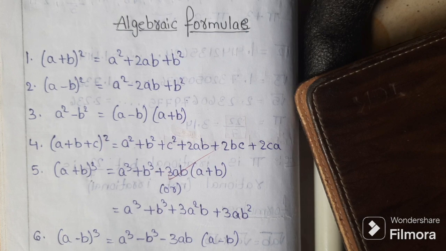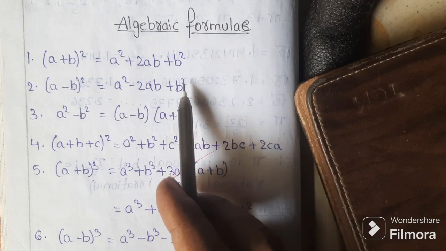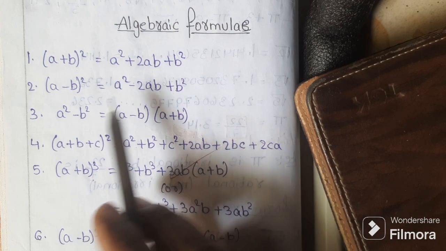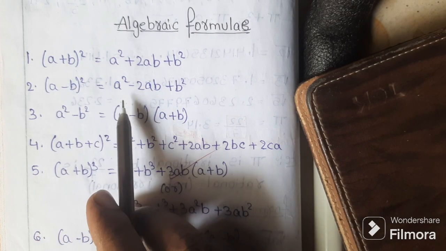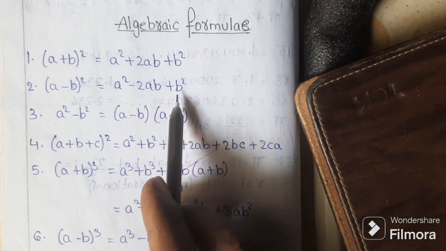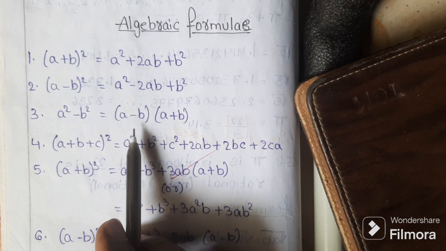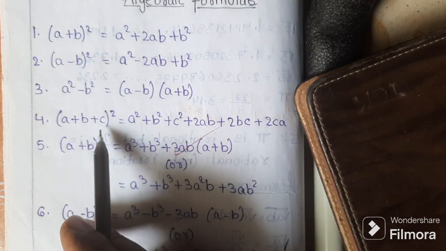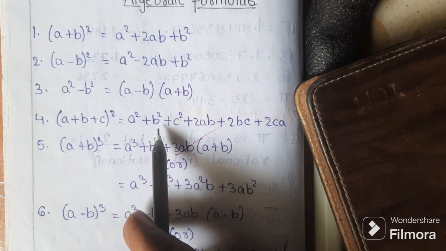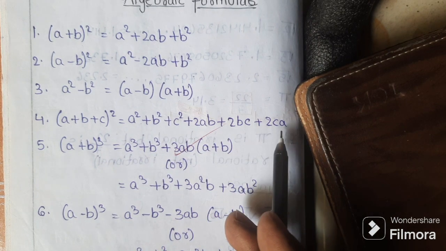Here, a plus b whole square is equal to a square plus 2ab plus b square. You have learnt this at a lower level to some extent, but I am writing some extra formulas that we use in the sums. A minus b whole square is equal to a square minus 2ab plus b square. Third, a square minus b square is equal to a minus b into a plus b. Fourth, a plus b plus c whole square is equal to a square plus b square plus c square plus 2ab plus 2bc plus 2ca.